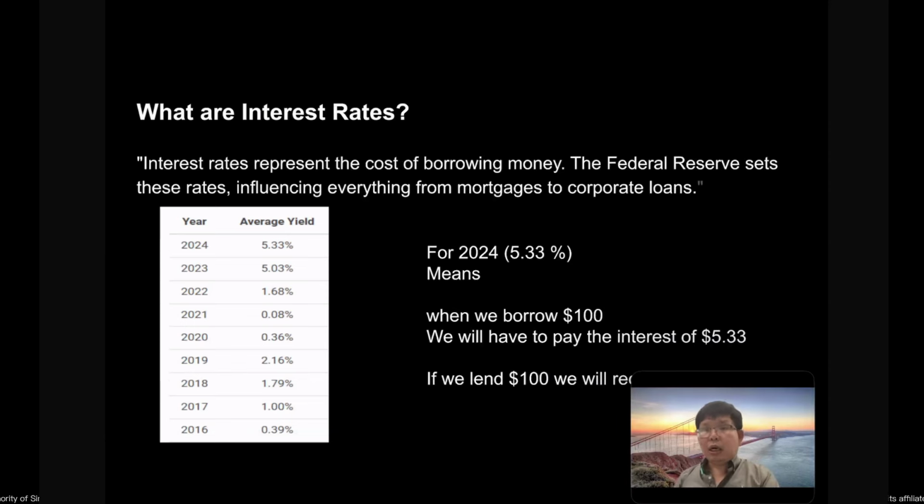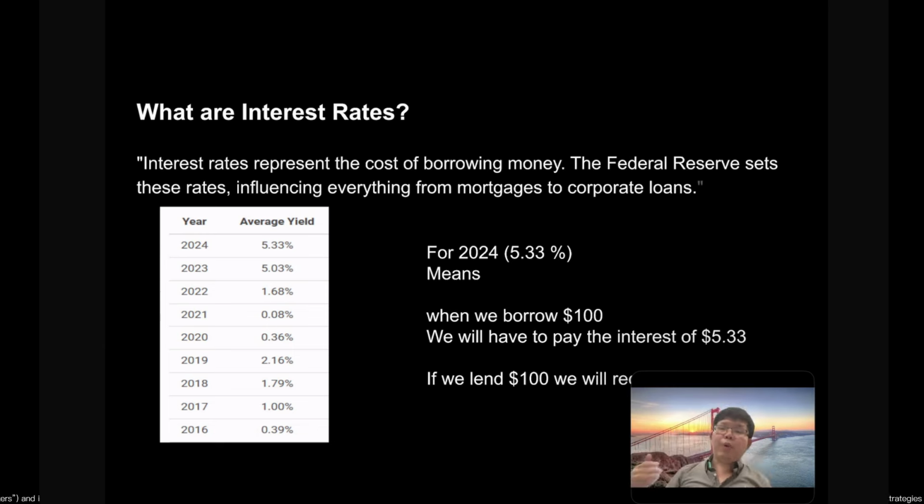So what are interest rates? Interest rates represent the cost of borrowing money. The Federal Reserve sets these rates. Usually Powell will present the rates and why he does that, so that the general masses can be prepared for what will happen. Before this rate cut, I checked from the internet showing the Fed: before the rate cut it is 5.33. From yesterday onwards it is 5.33 minus 0.25, near 5.0 something.